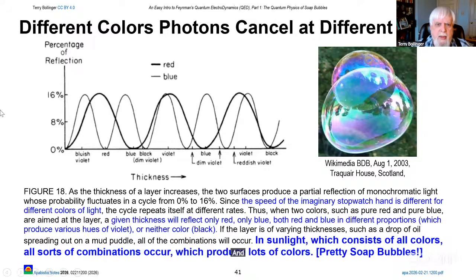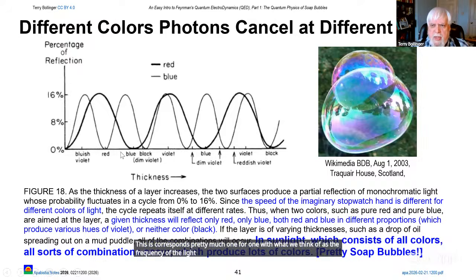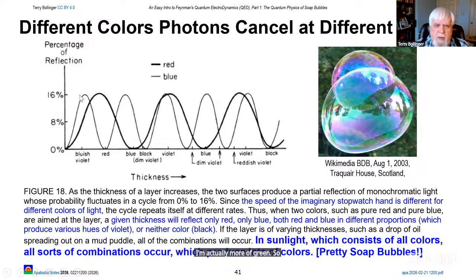And maybe even more importantly, different colors have different speeds of rotation of the amplitude. This corresponds pretty much one-for-one with what we think of as the frequency of the light. Blue has about twice the frequency of red, or actually of green, so you get about twice. So the blue winds up rotating faster as it goes through that film, and as a result there are different levels where it peaks. So you have the blue peaking here, you have the red peaking here, and guess what?